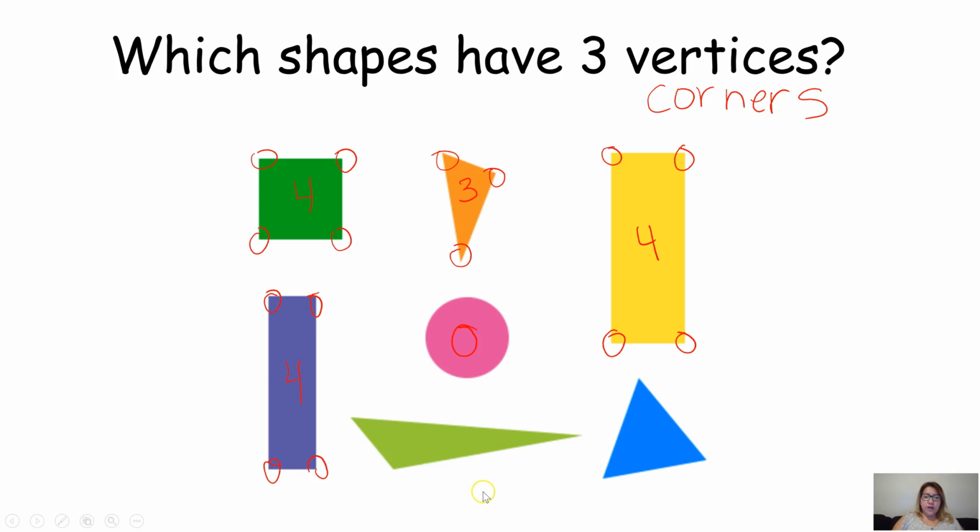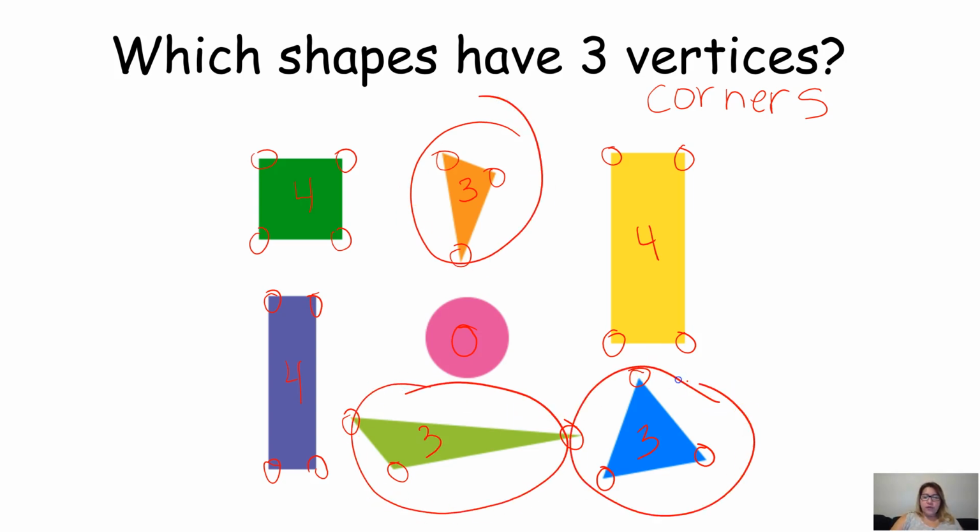And then we have another triangle here. 1, 2, 3. Okay, 3 vertices. And then the last one is our blue triangle. 1, 2, 3. 3 vertices or 3 corners. Okay, so our question was, which shapes have 3 vertices? Okay, so let's circle. 3 vertices, 3 vertices, and 3 vertices, which make all of our shapes triangles.